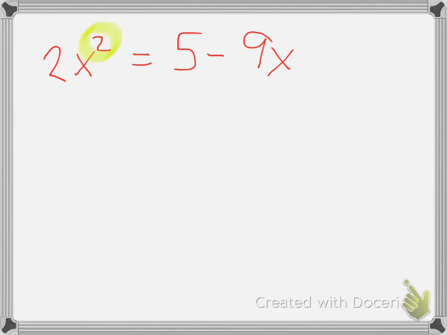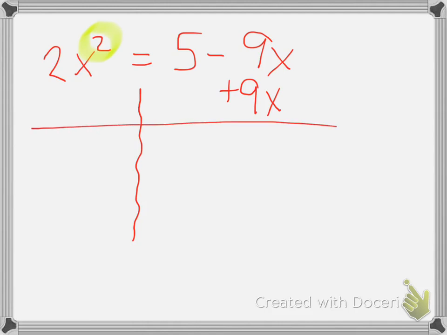So I'm going to move everything over to the left. So remember, this is the middle of your equation. I'm going to take the 9x and move it over. I could have started with the 5. It doesn't matter. Okay. So minus 9x and plus 9x cancel. Leaves me with 5 on the right.